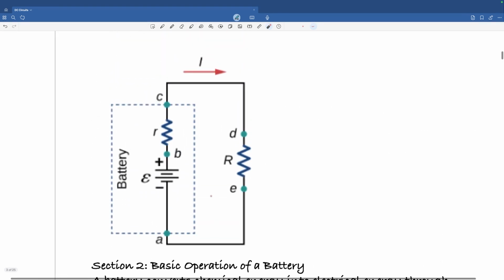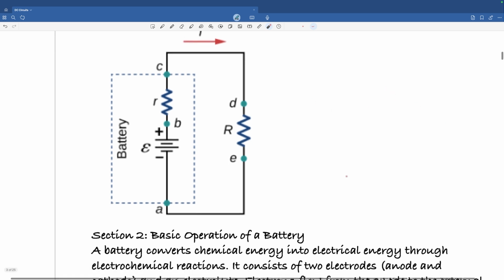So now to find the current in the circuit, we have to consider both the external and the internal. And we will see later on that the total resistance is the sum of these two. So R plus r. And then I would be the EMF divided by R plus r. That's Ohm's law, right? Current is voltage divided by total resistance. So remember that.